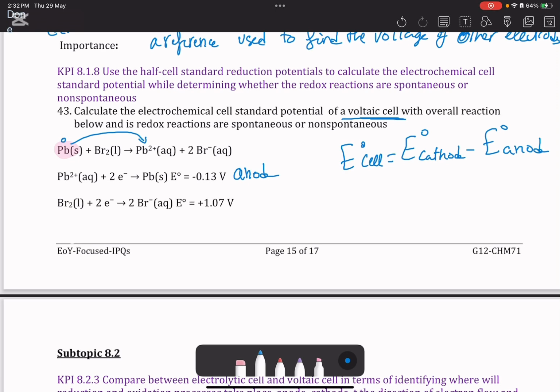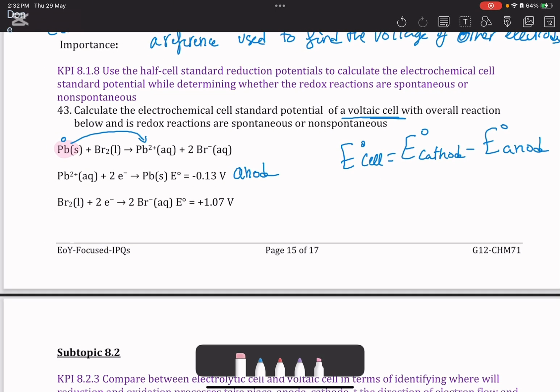It has a 0 oxidation number, and this one has a +2 oxidation number, so it got oxidized. And oxidation only happens at the anode. So this one is operating at the anode. Here I cannot rely on the numbers. What if they gave me a non-spontaneous one? So I have to follow the lead of the given equation.